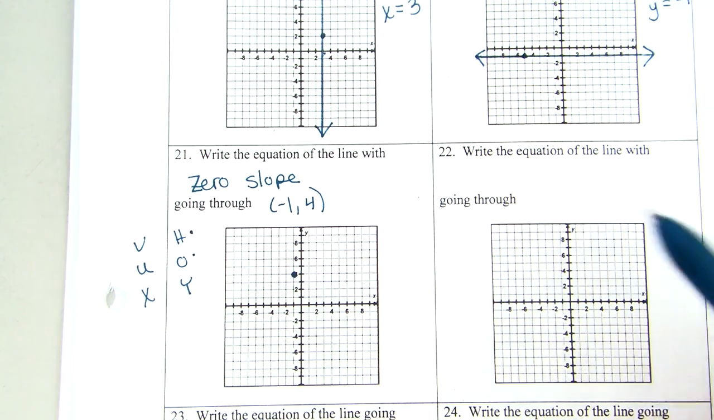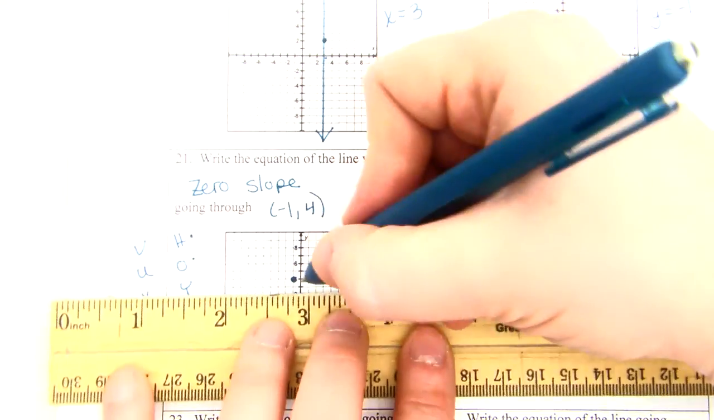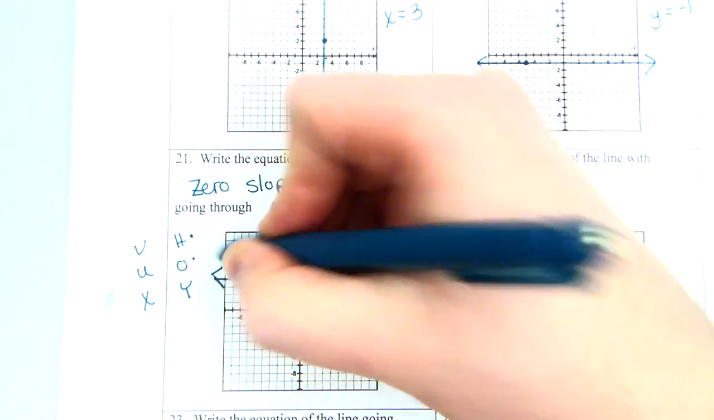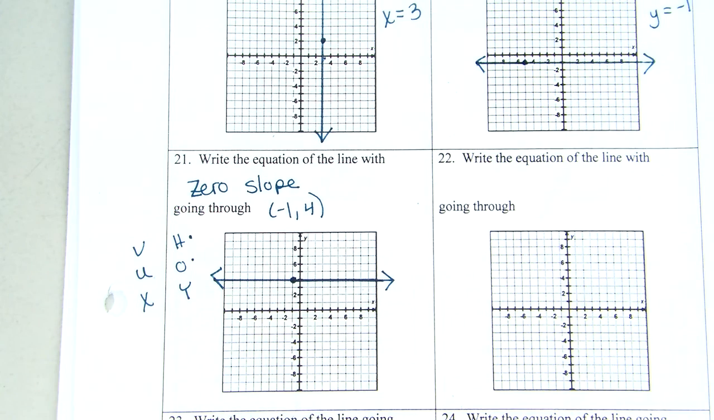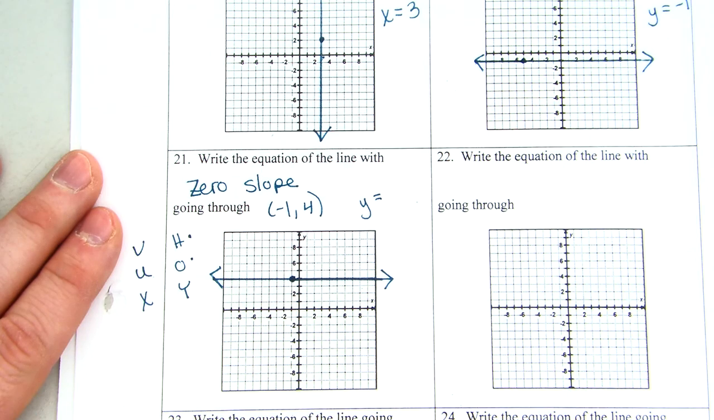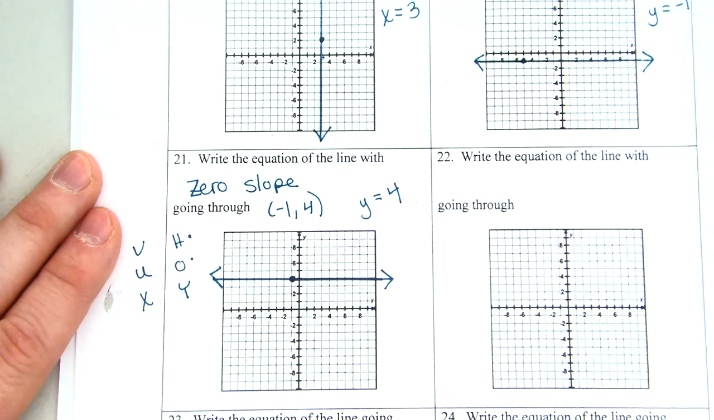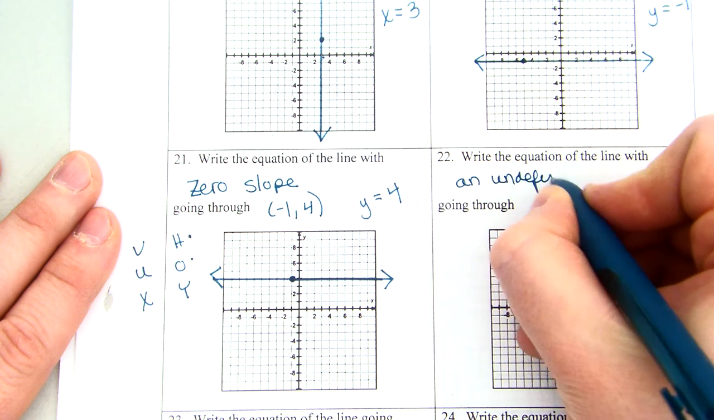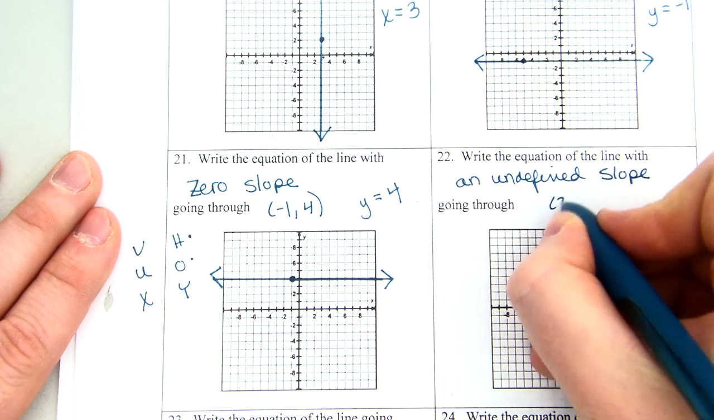Undefined. What do you think I'm going to make you do in 22? Yeah, I'm going to make you do that over there. But 0 slope, that means horizontal. So I'm going to draw in my little horizontal line over there. And I think this looks like a y equals equation because it's horizontal. Y equals what number? Y equals 4. You are going to go do this with an undefined slope going through 2, 0.